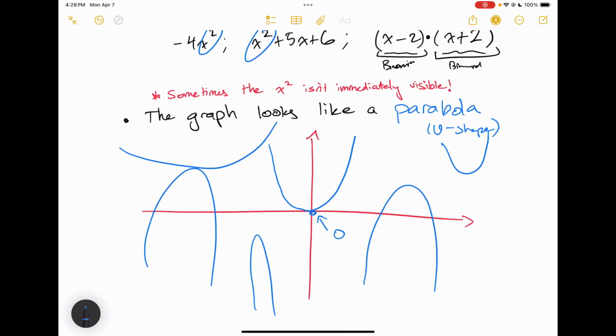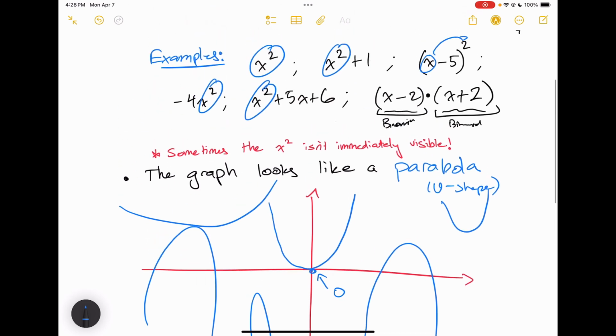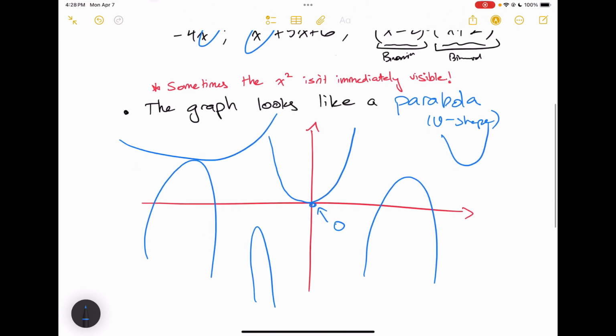We'll do a quick GeoGebra adventure in order to see this a little bit more in depth. But I did want you guys to get a feel for what the expressions look like and what the graphs look like. Stay tuned for the GeoGebra adventure in just a moment.